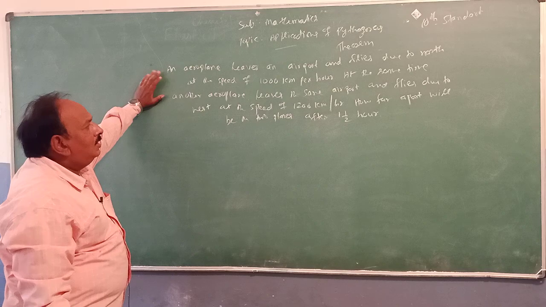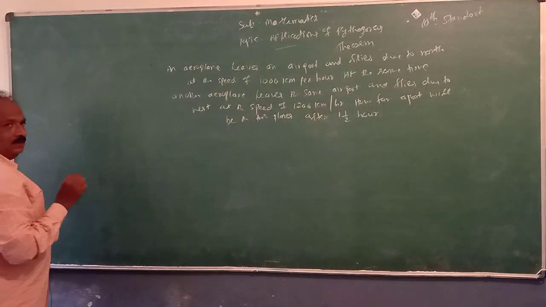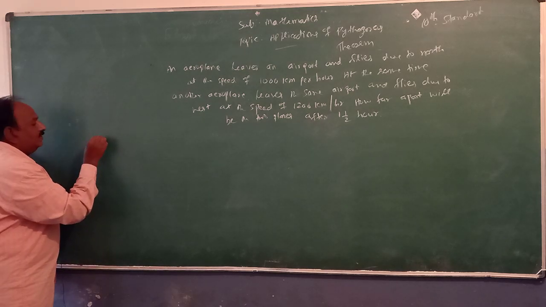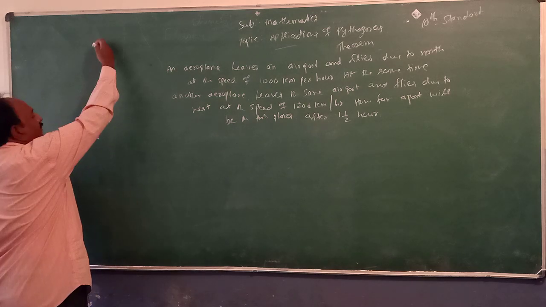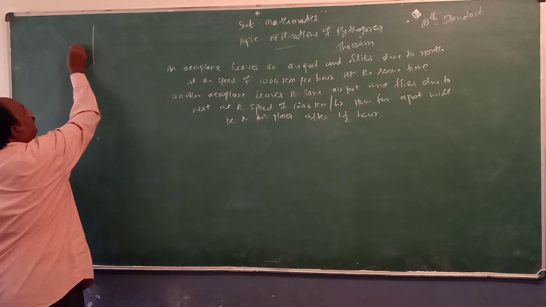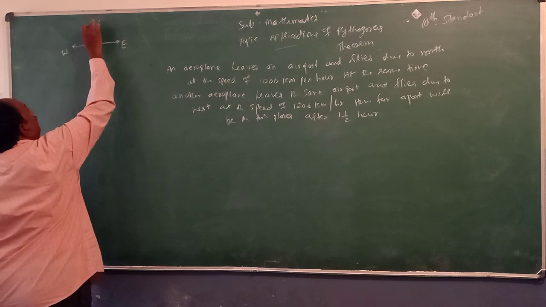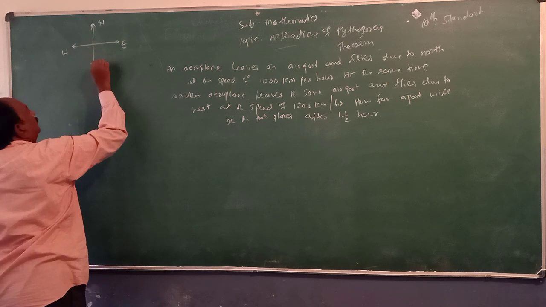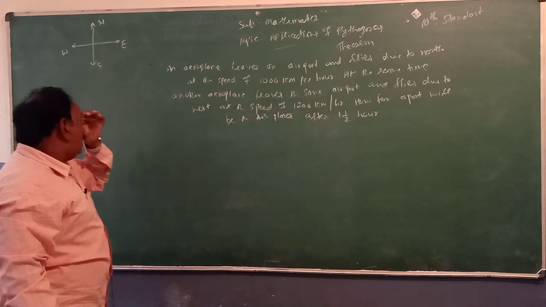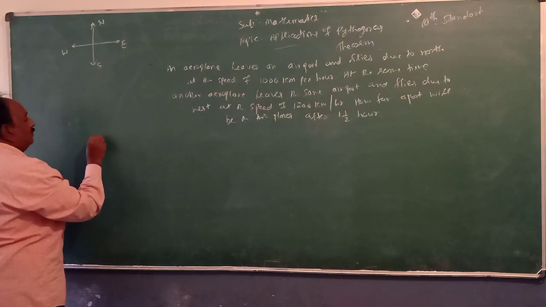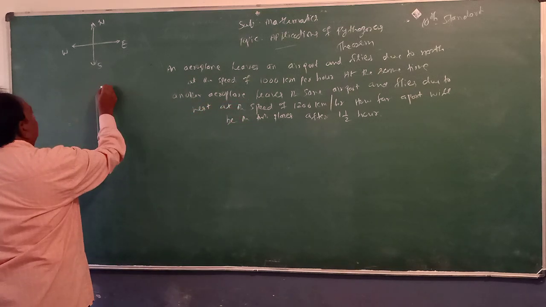An aeroplane leaves the airport and flies due north. Look here, students. When you stand like this, this is east, this is west, this is north. I want to write the direction: east, west, north, south. An aeroplane leaves an airport and flies due north. North means upper side. That is plane 1.